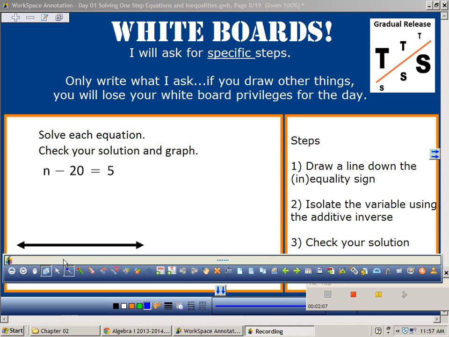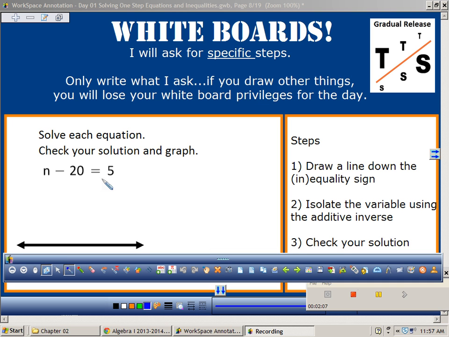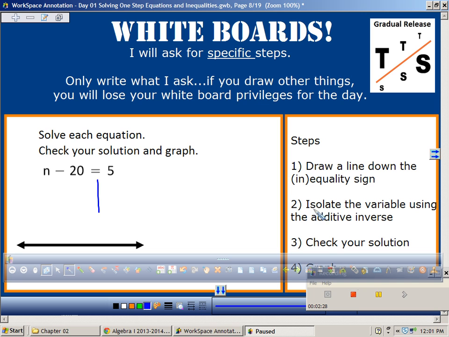Alright, why don't you get your whiteboards out and go ahead and write down this problem. I only want to see the problem written down, and I want you to draw a line down the equality sign. Okay, everybody's whiteboard should look like this. Correct? Your next step is to isolate the variable using the additive inverse. Please do that now.